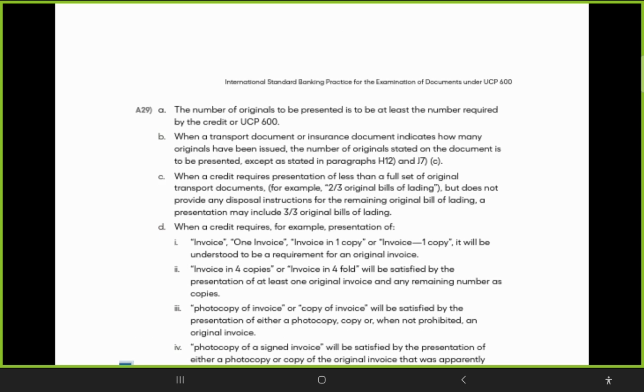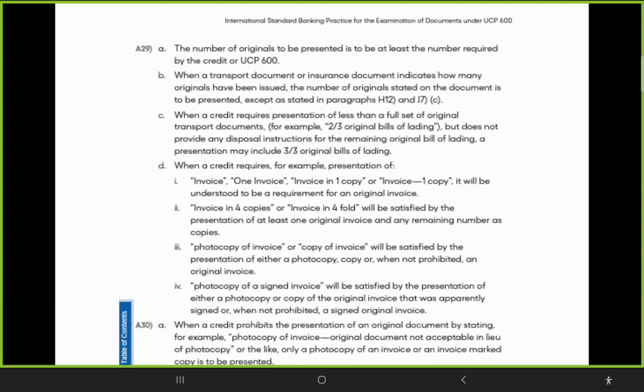When a credit requires, for example, presentation of invoice in one copy, or invoice one copy, it will be understood to be a requirement for an original invoice. So always see this. If they're saying invoice in one copy, or invoice one copy, if it is following this invoice, then it will be an original. Okay.